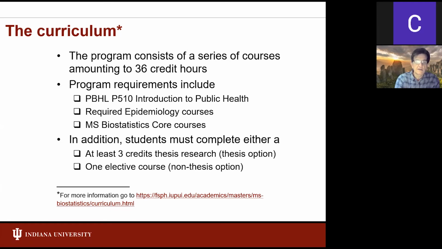There's also a required epidemiology course at a minimum, and there are biostat courses. And in addition, you will have to have 3 credits of thesis research, and we'll talk about the thesis option because we're discouraging it. But it's there, it's in the books. And one elective course if you decide not to do a thesis and just complete your coursework. For more information, you can go to the website, which I will do just to show you.